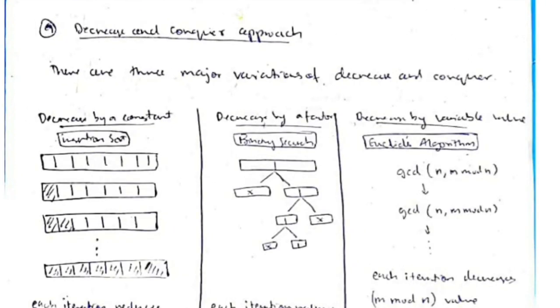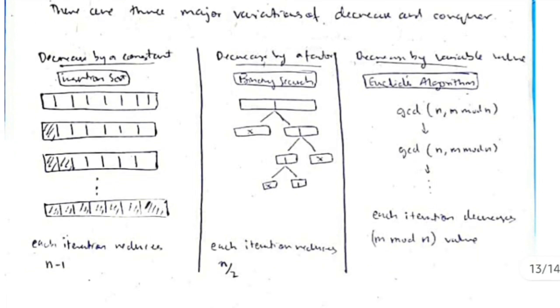Now, in the decrease and conquer approach, we'll have multiple elements here, and for each iteration we'll be eliminating one element or multiple elements, and we'll be solving the rest of the elements. So there are three major variations. The first one is decrease by a constant.